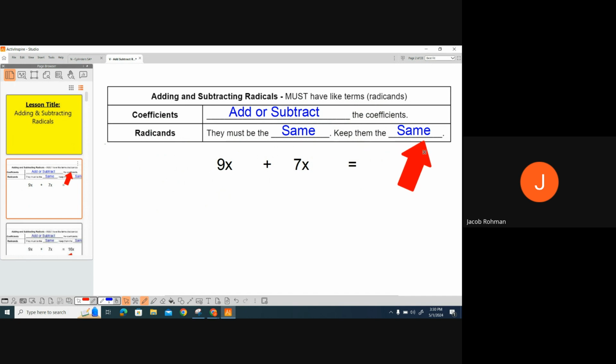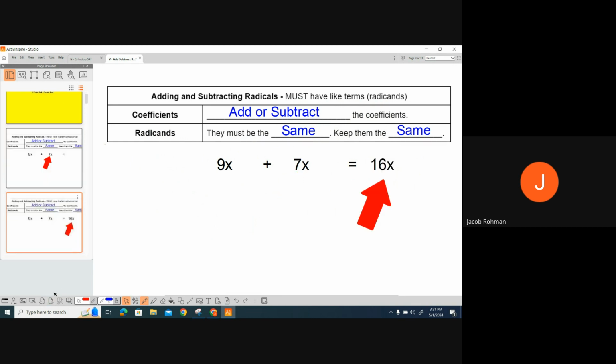So here's the concept behind this. When we were looking at like terms previously, 9x plus 7x, we know that we take the coefficient of 9 and we add it to the coefficient of 7 to give us 16x. And in the same way, we're going to do that with radicals.